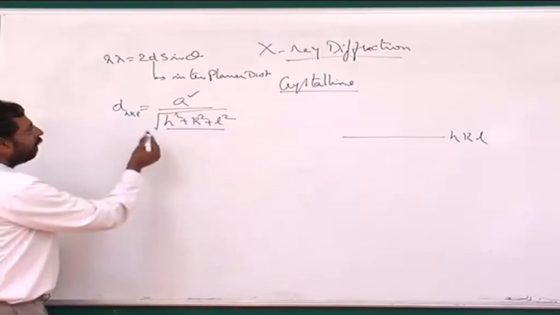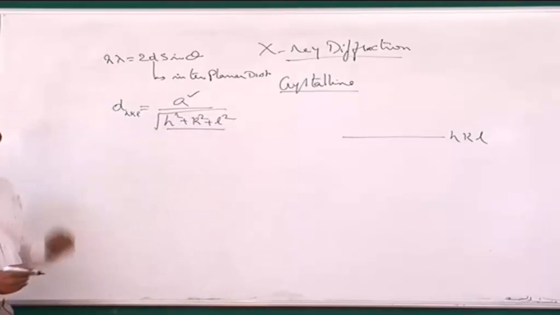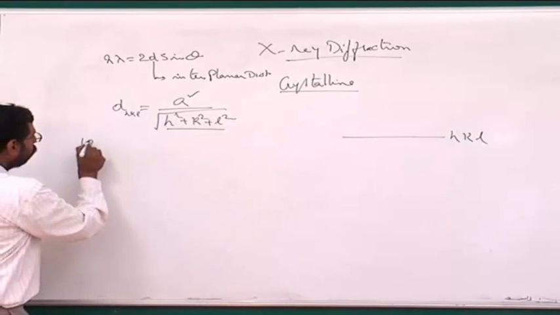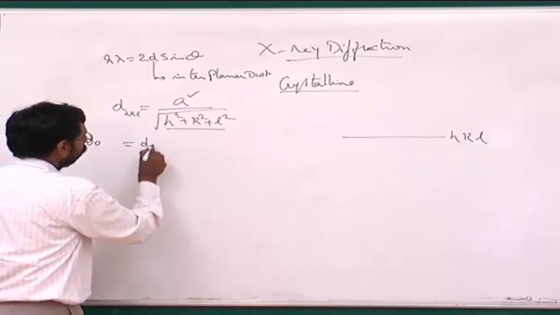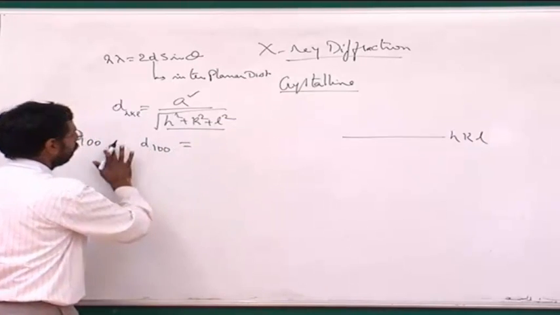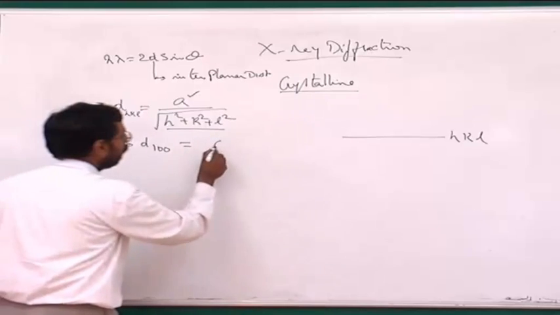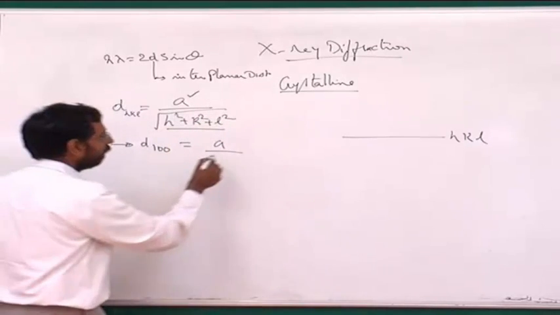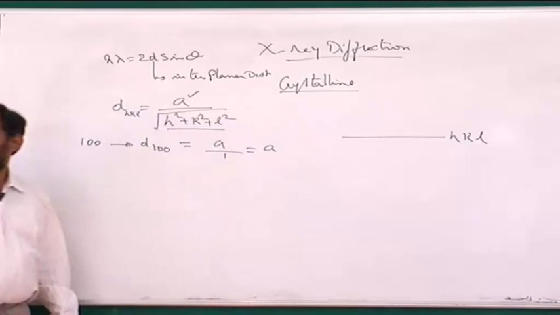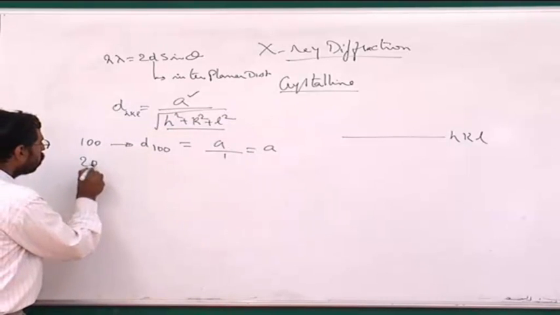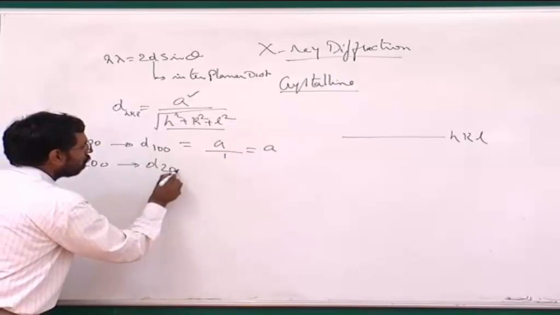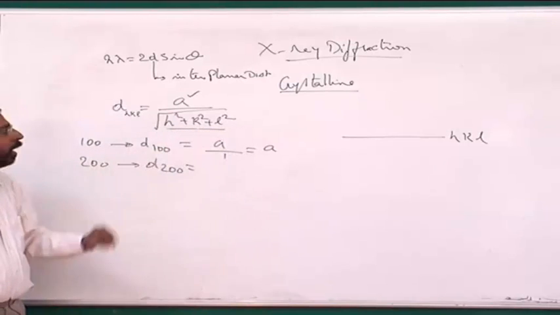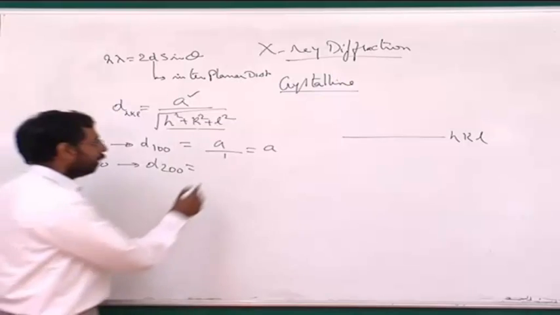You can see that d is inversely proportional to hkl, so as the indices increase, d decreases. For example, for a 100 plane, d of 100 is a by square root of 1 square plus 0 square plus 0 square, so it is a by 1, which is equal to a. If I take a 200 plane, d of 200 is 2 square here, and 0 square and 0 square. So 2 square is 4, square root of 4 is 2, so a by 2.